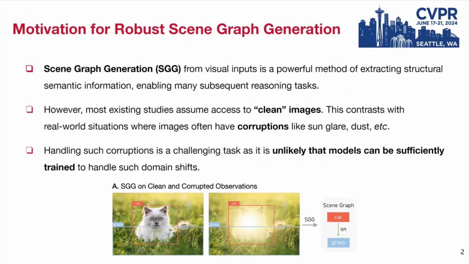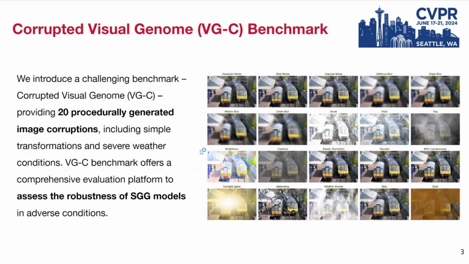Handling such corruptions is a challenging task as it is unlikely that models can be sufficiently trained to handle such domain shifts. To this end, in this work, we introduce a challenging benchmark, Corrupted Visual Genome, providing 20 procedurally generated image corruptions, including simple transformations and severe weather conditions. The VGC benchmark offers a comprehensive evaluation platform to assess the robustness of SGG models in adverse conditions.